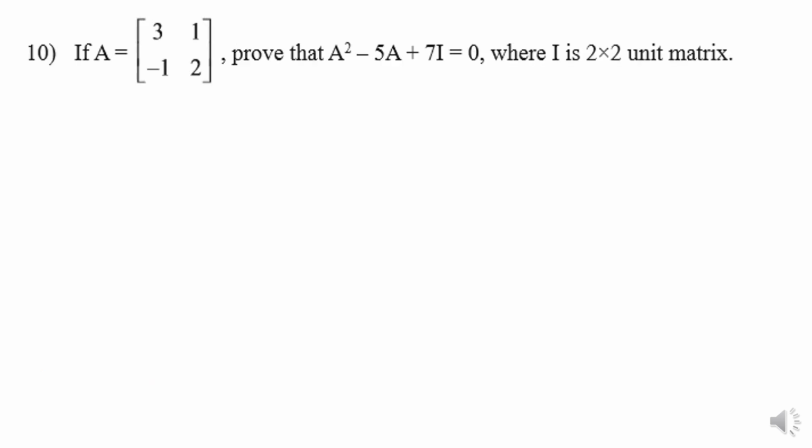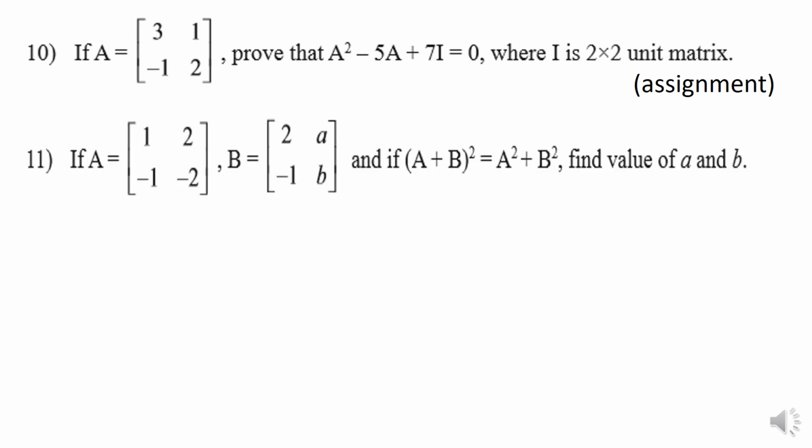The 10th sum can be done just like the 9th sum. So I leave it to you as an assignment. In the 11th sum, A and B are two matrices given. Two unknowns are there in B, that is a and b. We have to find out the value for a and b.